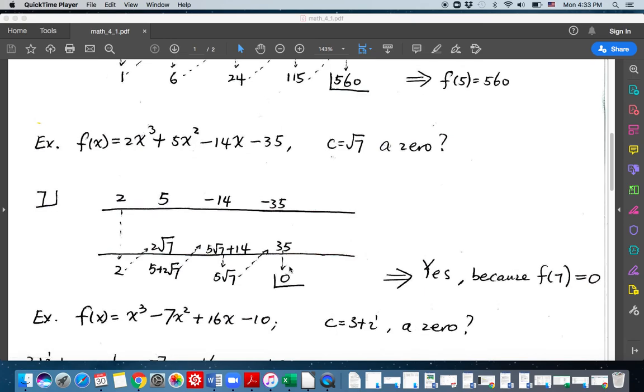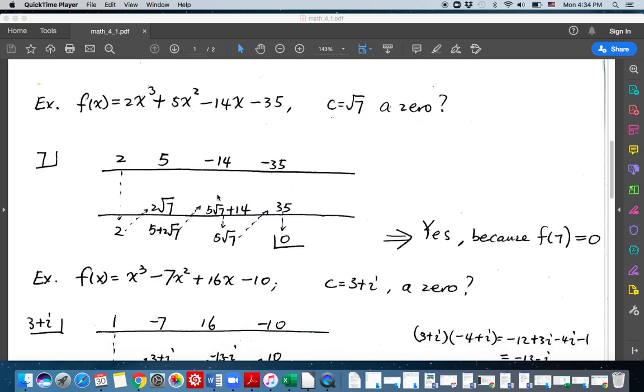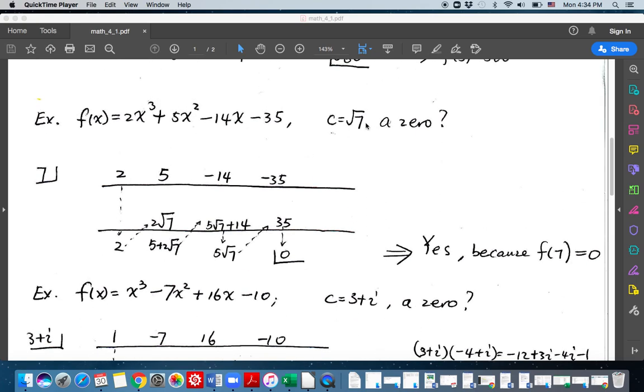That says root 7 is an x value that's going to make your function equal 0. By definition, root 7 is going to be a zero of this polynomial. Okay, so that's why the answer to this question is going to be yes. It's asking, is this a zero? Yes, it is a zero because the function value is 0.